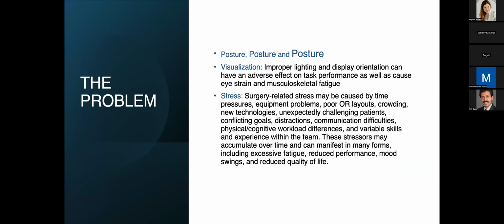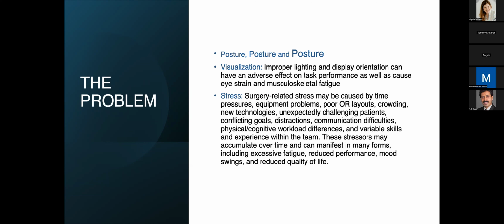So again, like I said, it's all about posture, posture, posture. When you're in the operating room, visualization is really important. You want proper lighting and display orientation because those can have adverse effects on the task you're performing. You want the headlights right above you. You don't want it coming from behind or from an angle. You want it directly parallel to your head. That way you can get that maximum light.